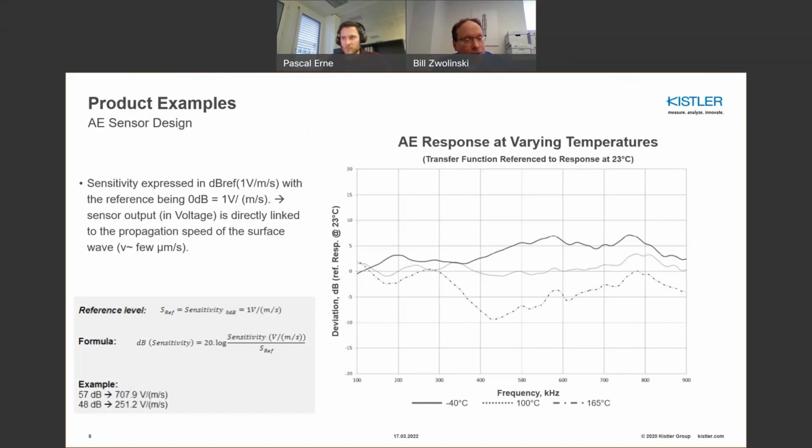So what happens here is you get a 57 dB for the lower frequency range acoustic emission sensor and a 48 dB for the higher one, which I said earlier is a lower sensitivity. Well, you can easily relate that to something more meaningful to a lot of people: volts per meter per second, which is not on a logarithmic scale, but certainly gives you a feeling for what the sensitivity is over the operational range.